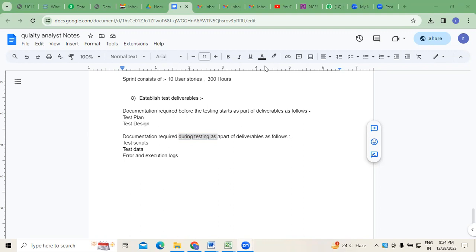So for that reason, whenever we are working on deliverables required during testing, as far as documentation is concerned, the first thing we have to consider is test scripts. This is point number one. Once the test scripts, the next is test data. Test data means what kind of data is required whenever we are working on the application. Because this test data can be anything, right?